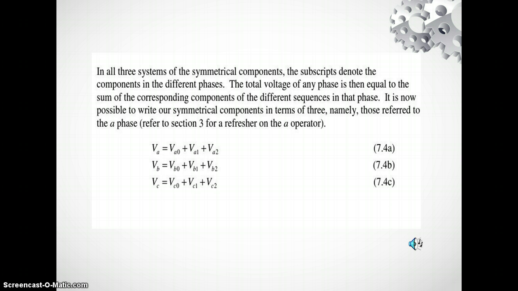In all three systems of the symmetrical components, the subscripts denote the components in the different phases. The total voltage of any phase is then equal to the sum of the corresponding components of the different sequences in that phase. It is now possible to write our symmetrical components in terms of three, namely those referred to the A phase, that is VA equal to VA0 plus VA1 plus VA2, and VB equal to VB0 plus VB1 plus VB2, and VC equal to VC0 plus VC1 plus VC2.